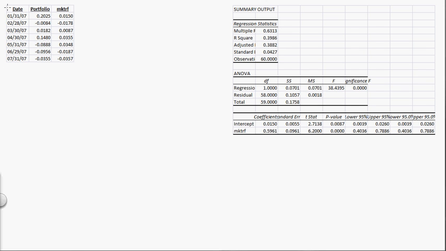Okay, let's talk about performance. So assume that I give you a list of returns that look something like that, and I have more of them. I'm going to have a total of 60 observations in this, but just to show you a few of them, these are the dates. So this is monthly, here's the portfolio, this is what you're managing, and this is the market.